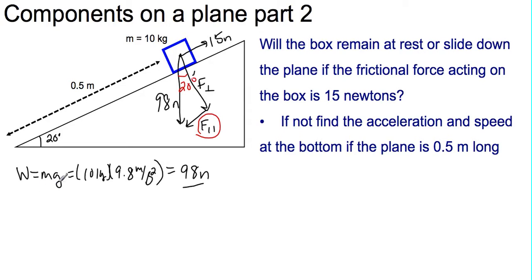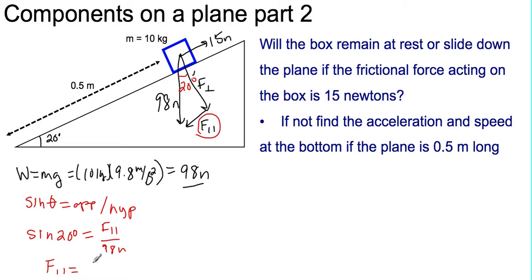To do that, we are going to use our sine function. Sine theta is equal to the opposite side over the hypotenuse. So we fill in our known values. Sine of 20 degrees is equal to the opposite, F parallel, which we are looking for, divided by the 98 newtons that gravity provides for the weight, and the parallel force is going to equal 33.5 newtons.